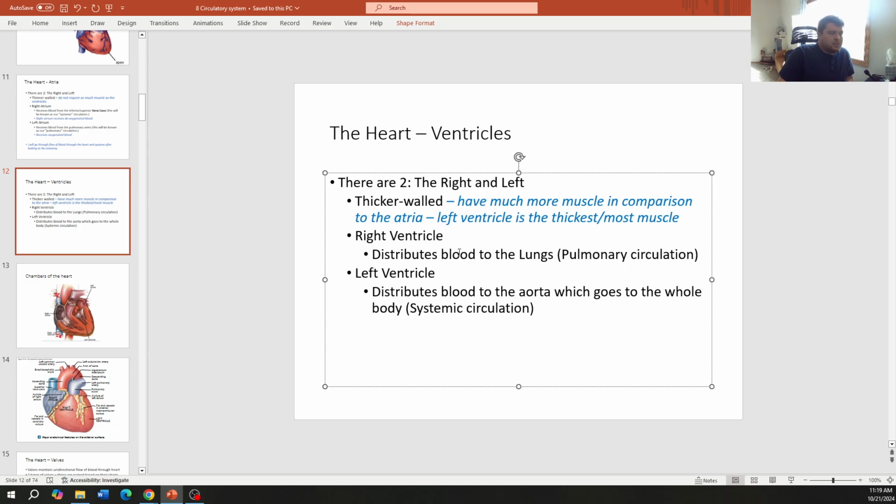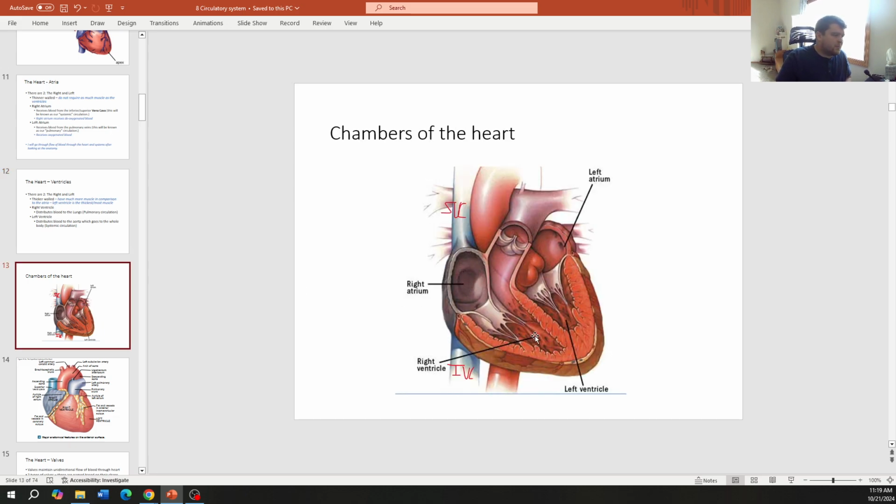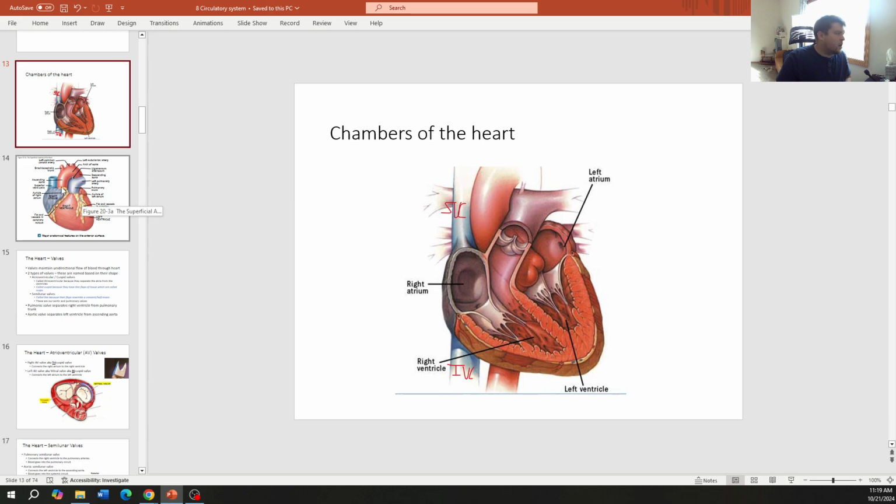So the right ventricle distributes blood to the lungs. The left ventricle distributes blood to the aorta, which goes to the whole body, and that is our systemic circulation. So right ventricle, pulmonary circulation, left ventricle, systemic circulation. You can think the atria and the ventricles are actually opposite when it comes to which part of circulation they're either getting or giving blood to. Here we go. Right atrium, right ventricle, left atrium, left ventricle, and eventually I'll cover the exact path blood goes all the way through once we finish up a lot of the anatomy of the heart.